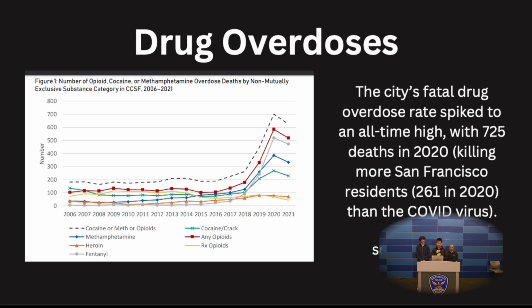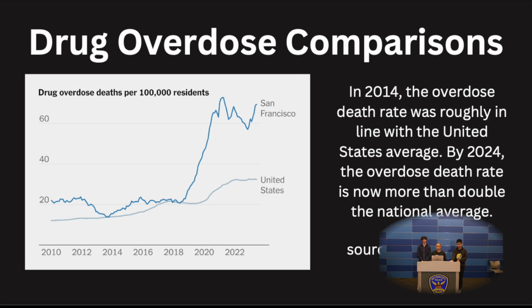Here is a graph of the drug overdoses. The city's fatal drug overdose rate spiked to an all-time high with 725 deaths in 2020, killing more San Francisco residents than COVID-19. The drug overdose comparisons: in 2014, the overdose death rate was roughly in line with the United States average. By 2024, the overdose death rate is now more than double the national average.